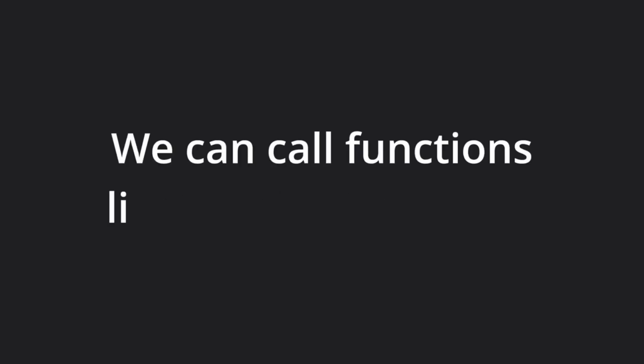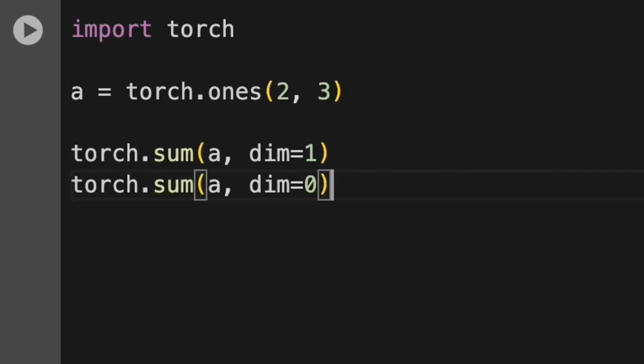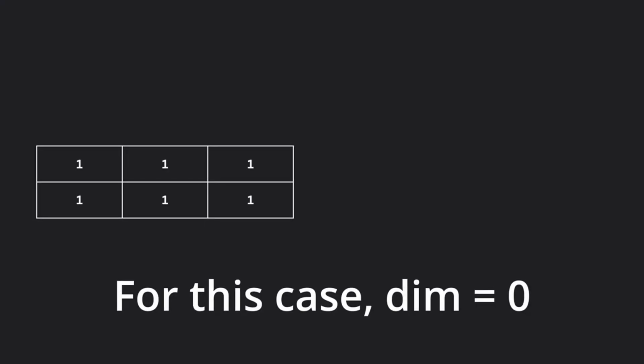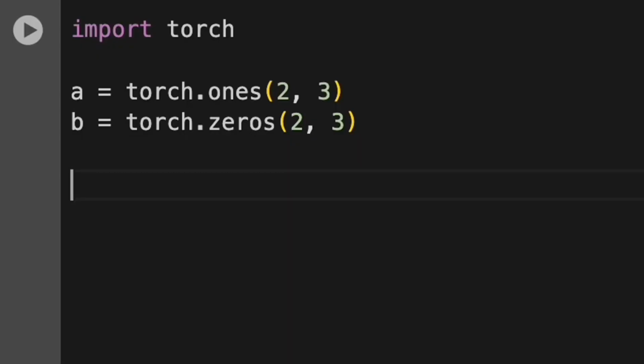Once we have data stored in tensors, we call functions like sum and mean. We might be interested in summing across the rows or columns, or finding the average of each row or column. Small clarification: the dim parameter is set to 0 when we want to find the sum of each column, and is set to 1 when we want to find the sum of each row. That might seem a bit counterintuitive, but it's important to remember. Lastly, we can add two tensors together like this, and multiply corresponding elements like this.